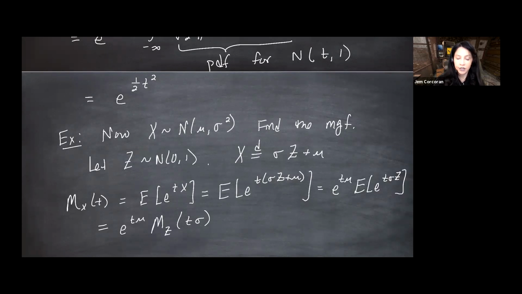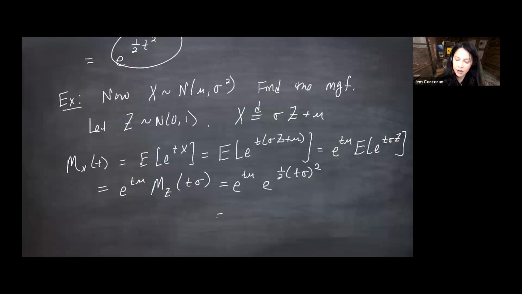And we just computed the moment generating function up here for a standard normal. So this is e to the t mu, e to the 1/2, and in place of the t squared up here, I'm going to put the t sigma. And so this all comes together as e to the mu t plus 1/2 sigma squared t squared, which is what you'll see in the table for the more general normal distribution with mean mu and variance sigma squared.